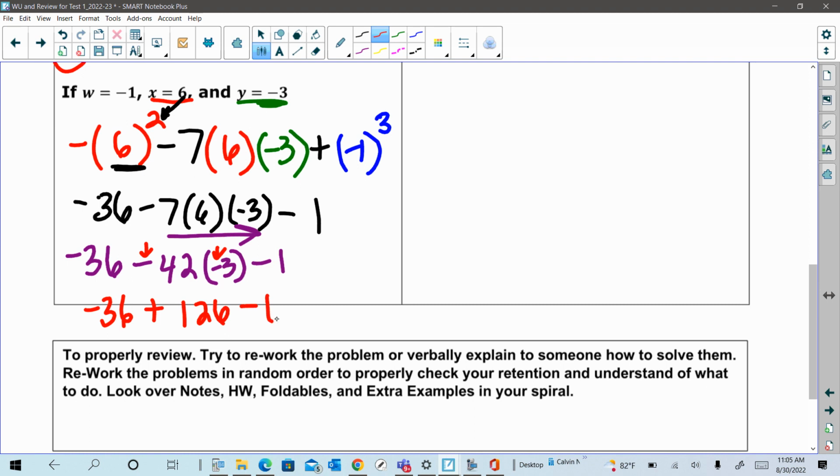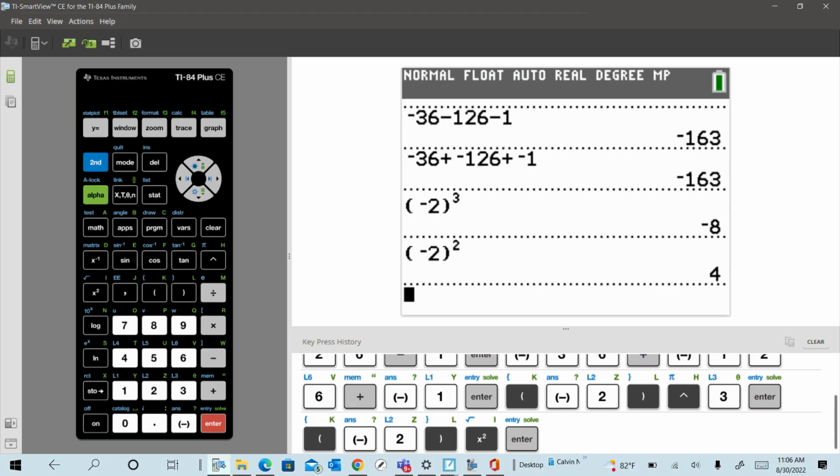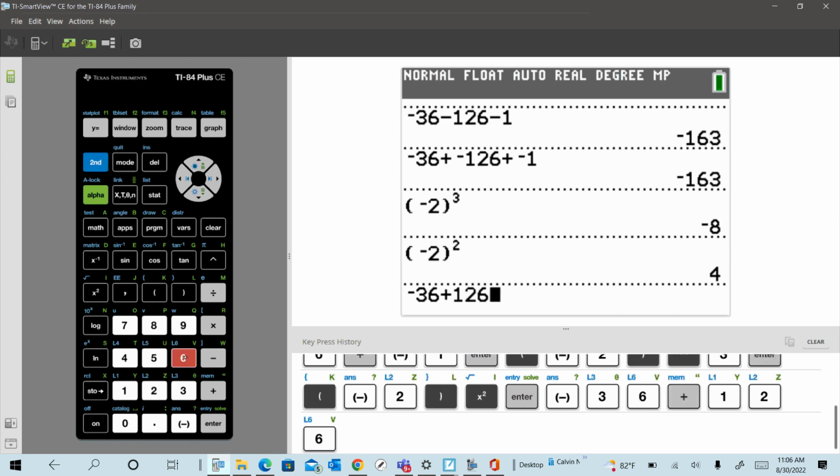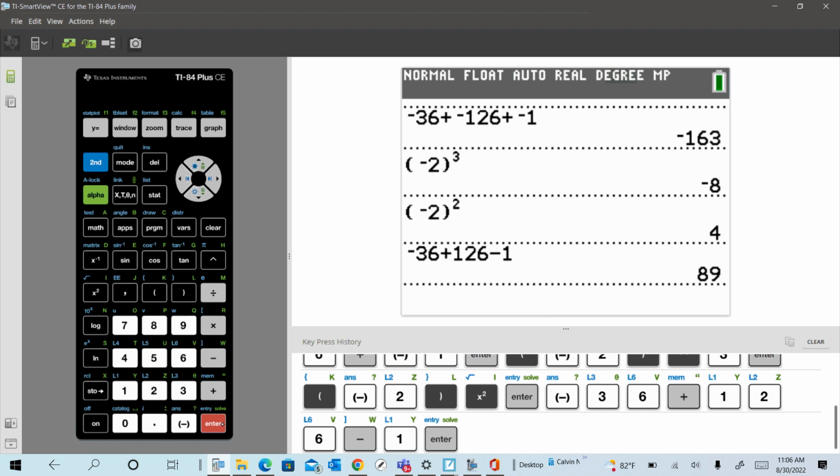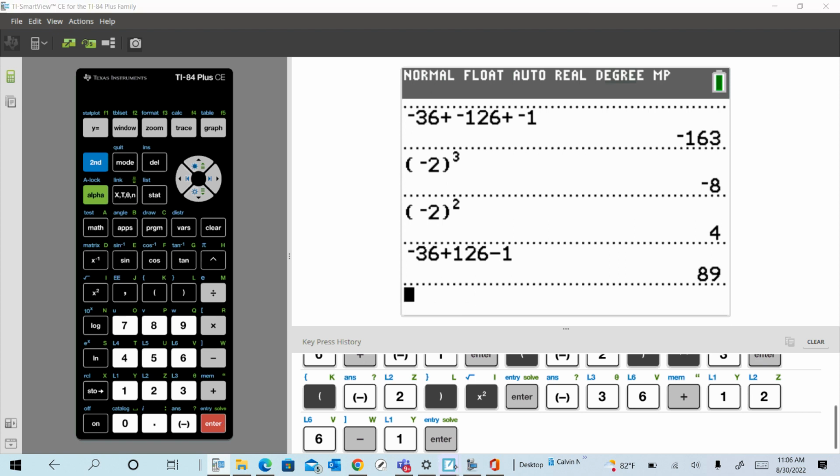You should get a positive answer. You have to do it from left to right. So even if I read this and type it from left to right, you would have a negative 36 plus 126 minus 1, positive 89. Yes? 14. Sure.